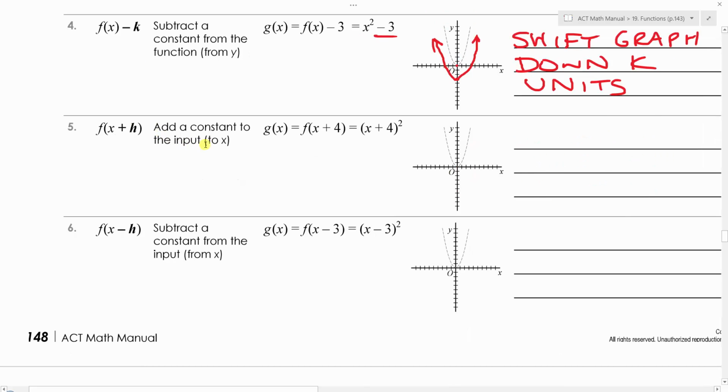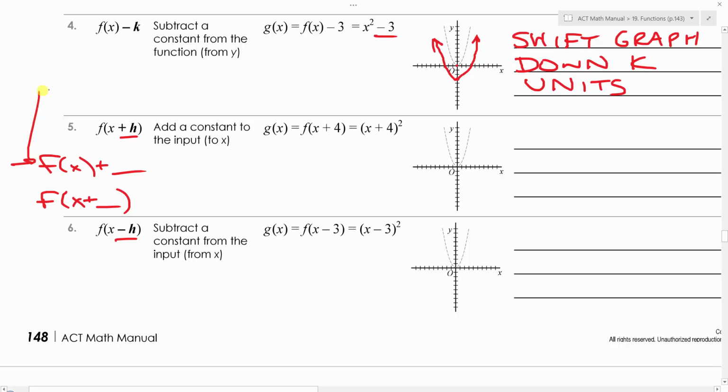Now, what happens if we don't add or subtract a constant to the function itself? What happens if we add a constant to the x in the function? In other words, to the input of the original function. So this is the difference between taking the original function and adding a value, and taking the original function and adding a value to the input of that function.